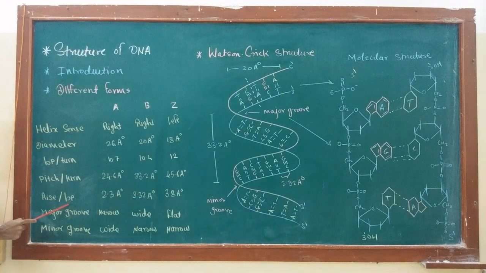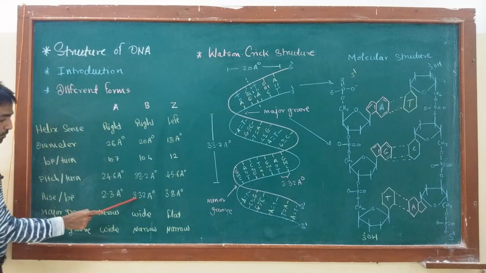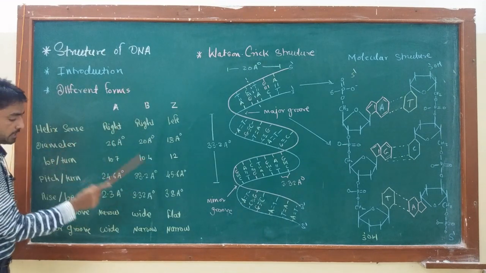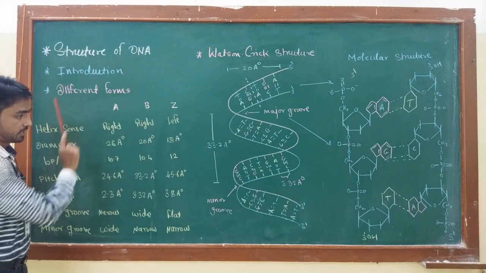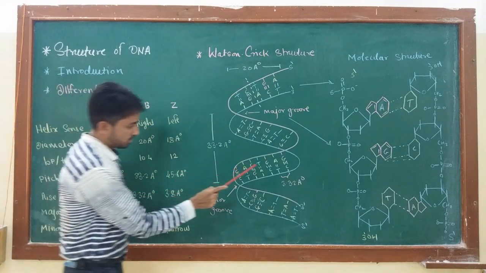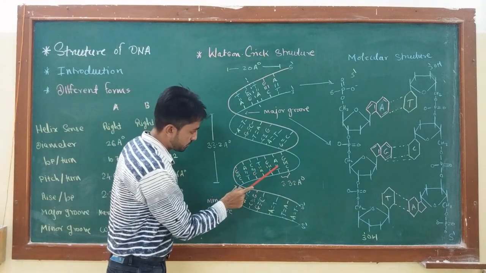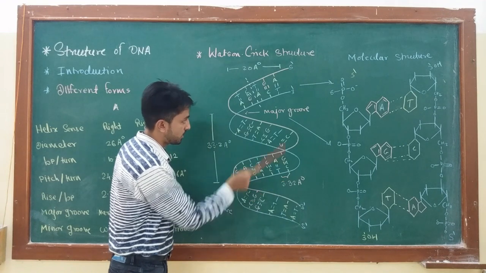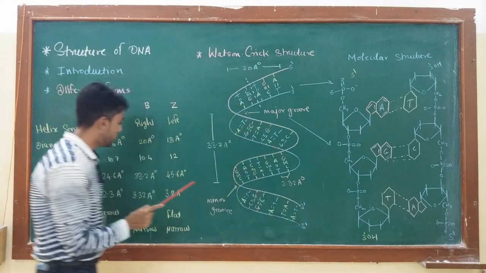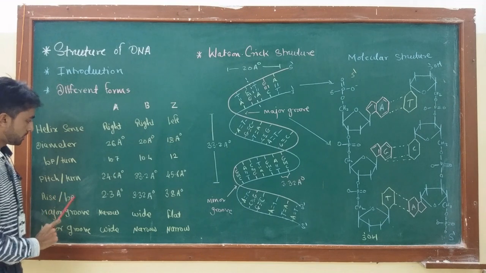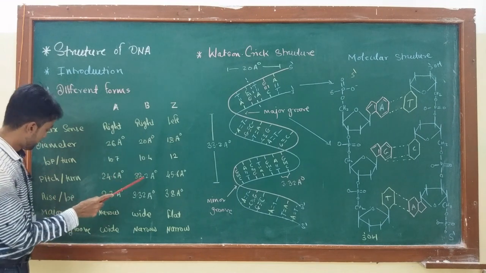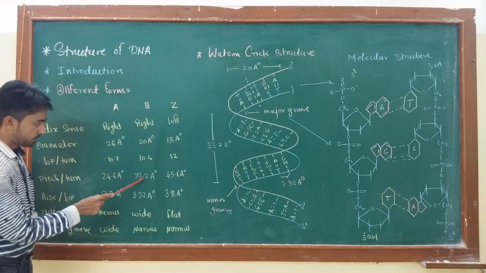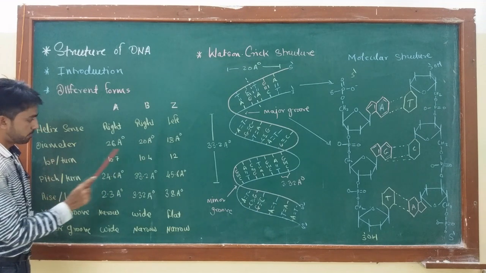Then rise per base pair. It is 2.3 angstrom in A DNA, 3.32 angstrom in B DNA, while 3.8 angstrom in Z DNA. Here you can see the distance between two base pairs is 3.32 angstrom in the B form of DNA. How can we calculate this rise per base pair? Just divide pitch per turn by base pairs per turn.